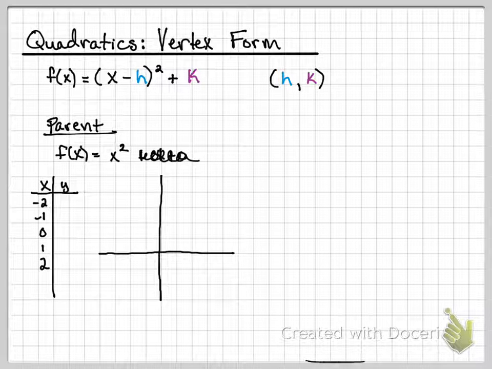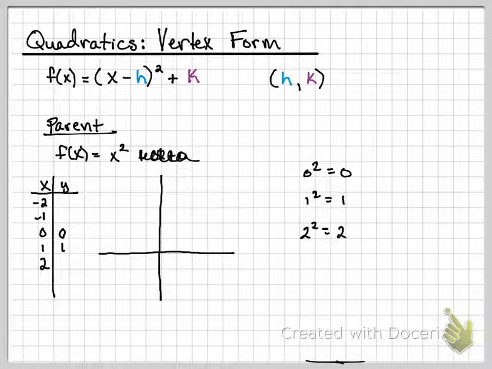Let's say I start with 0, the simplest one. 0 squared is just 0. I'm going to start with the easy ones. 1 squared is 1. And obviously 2 squared is 2. So here's my graph, I'm at 1, 1, and I'm at 2. Actually, 2 squared is not 2. It's early this morning, I'm running on no coffee. 2 squared is 4, so 2 is all the way up at 4.